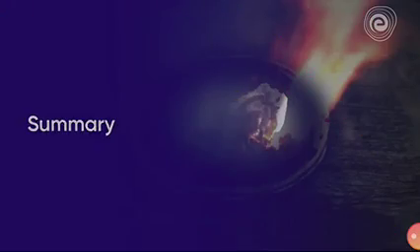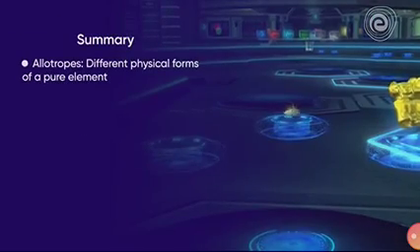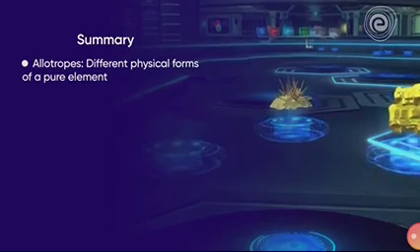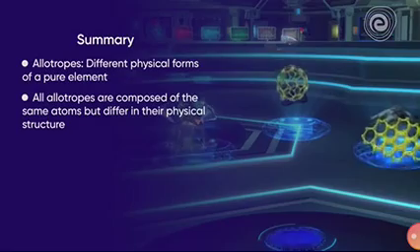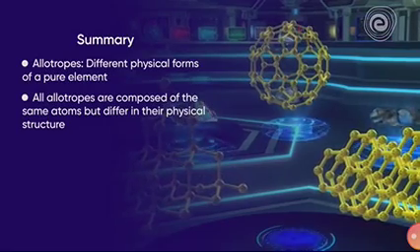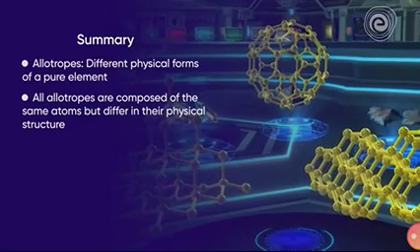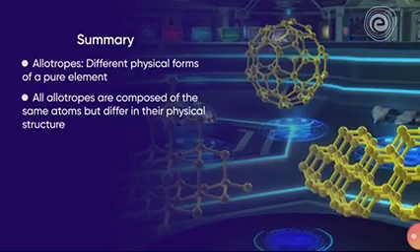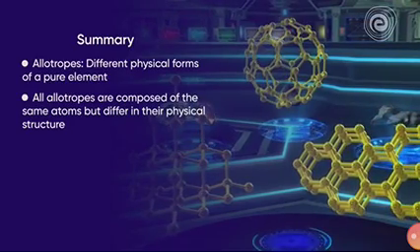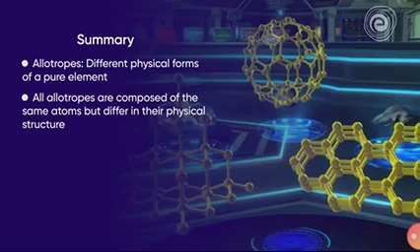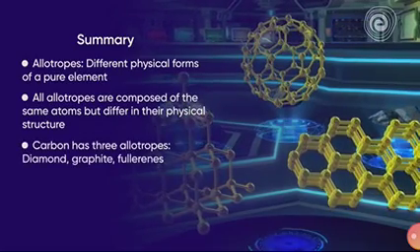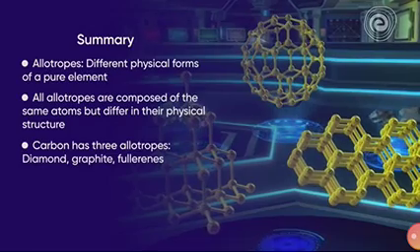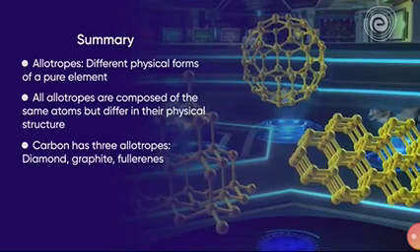To summarize, the phenomenon of a pure element existing in different forms is called allotropy. All allotropes of an element are composed of the same atoms but differ from each other in their physical state of existence due to different bonding between the atoms. Carbon exists as diamond, graphite, and the relatively new fullerenes in the crystalline form.